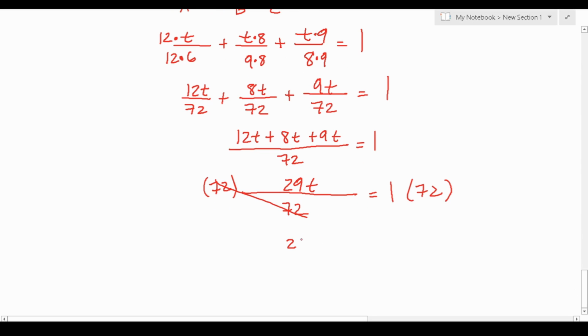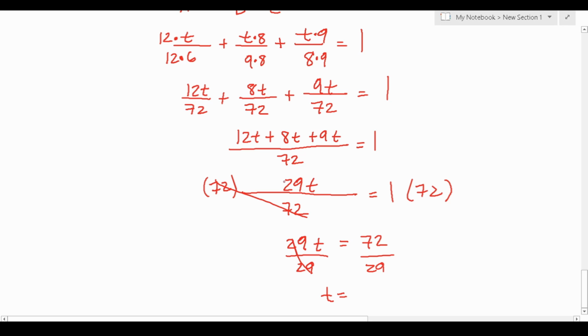And I'm running out of space here. 29t equals 1 times 72, which is just 72. To solve for t, we're going to divide both sides by 29. This is going to cross out, leaving us with t equals 72 divided by 29. So at this point, we can see that we have t equals 72 divided by 29.